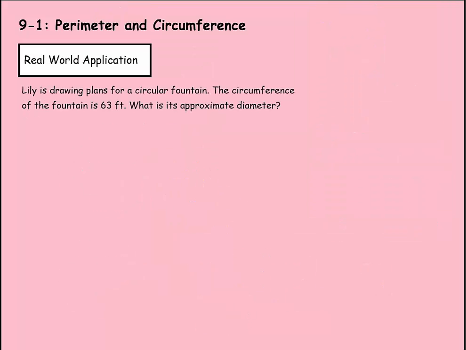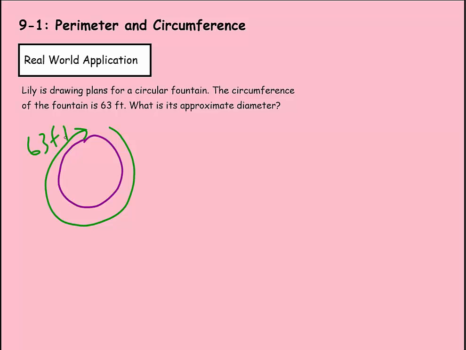Let's do a real-world application. It says Lily is drawing plans for a circular fountain. The circumference of the fountain is 63 feet. What is its approximate diameter? So the fountain that she has has a circumference, the distance around, of 63 feet.